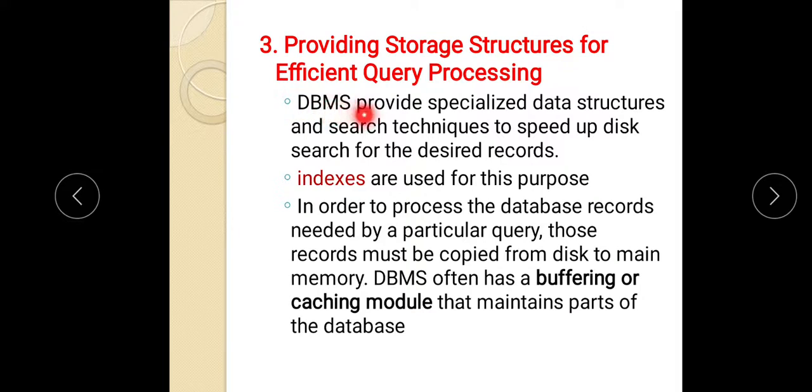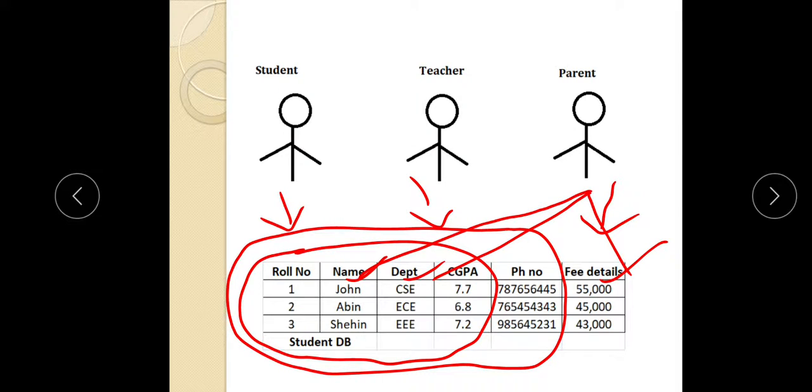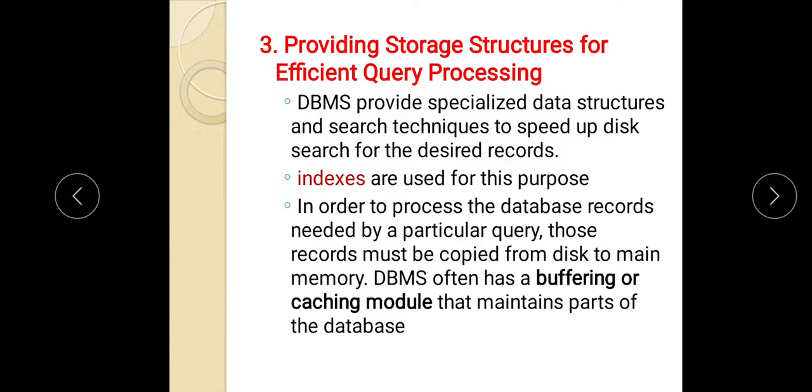So the first point: DBMS provides a specialized data structure and search technique to speed up the disk search for the desired record. A record, if we are using a table format, is one particular row. This is one record, this is another record, this is the third record. So this table has 3 records. In order to search for a particular record, we have specialized data structures and search techniques. We will see these in the 5th module.